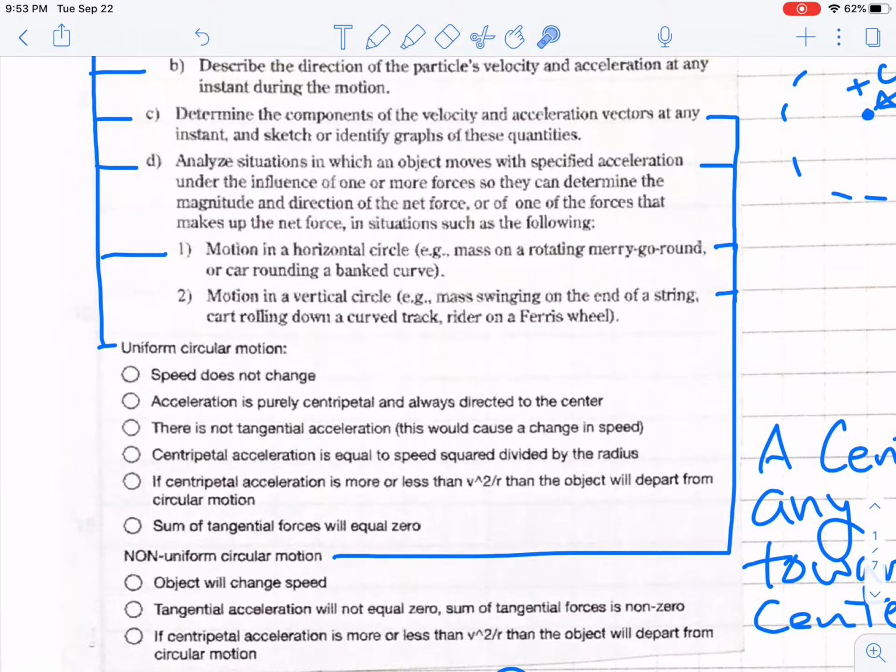for uniform circular motion, just some facts to keep in mind. Your speed does not change. Acceleration is purely centripetal, which means it's always directed towards the center. That's what centripetal means, towards the center. It's just a direction. It's exactly like saying horizontal or vertical. And we can have horizontal or vertical forces, and we can have centripetal forces, but centripetal is a direction that a force points. It's not an actual type of force.